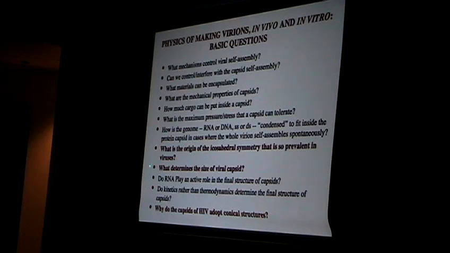One is: what is the origin of icosahedral symmetry? And then I don't know if I will have time to talk about what determines the size of the capsid, but I definitely would like to talk about why capsids of HIV adopt conical structures. Because the reason that HIV has a conical structure is completely different from why spherical capsids adopt a structure with icosahedral symmetry.